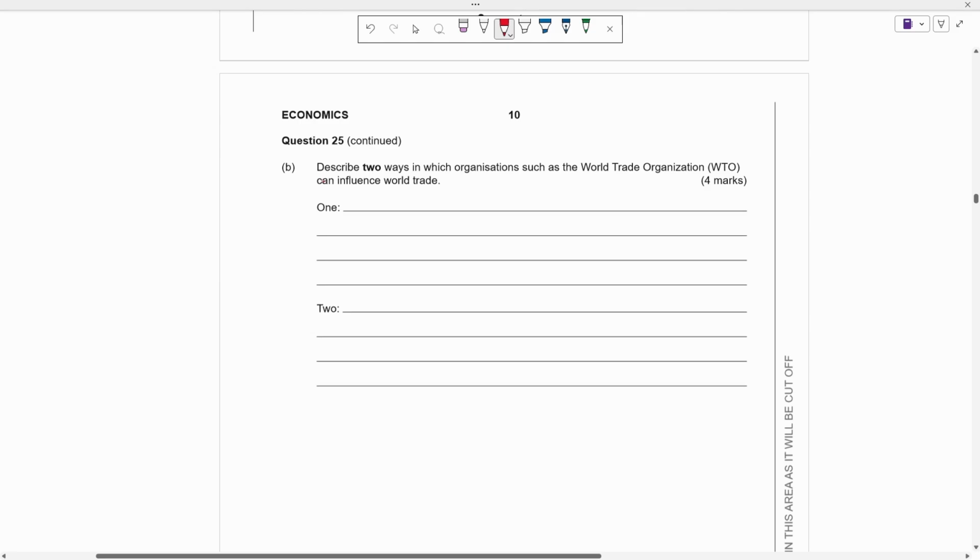Question 25B. Describe 2 ways in which organizations such as the World Trade Organization can influence world trade. So this topic has been removed out of the syllabus since 2024. So it's not worth studying at all. But I'll show you guys a sample answer.